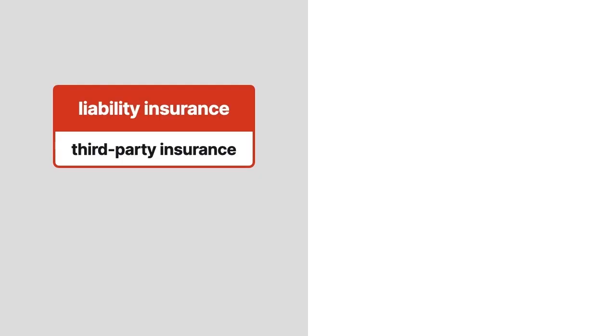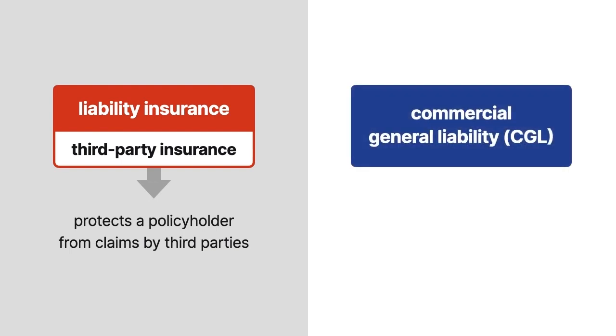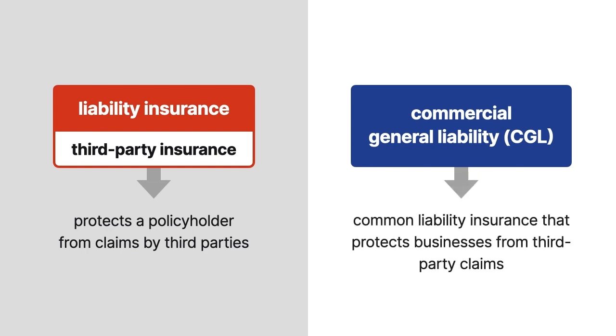Liability insurance is third-party insurance, which means it protects a policyholder from claims by third parties. Commercial general liability, or CGL, insurance policies are common liability policies that protect businesses from third-party claims. In a separate lesson, we discussed a CGL policy's typical coverage grant, which creates the universe of possible coverage.